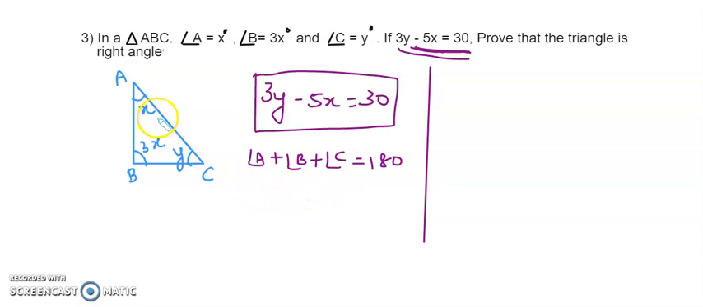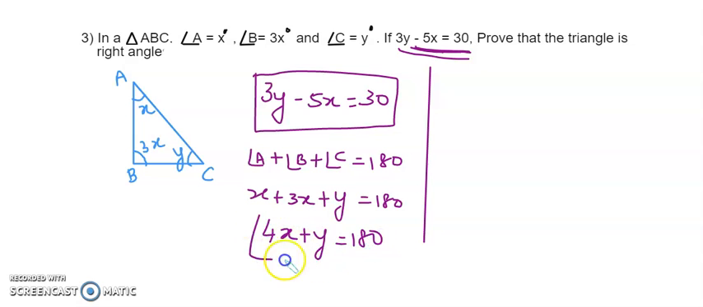So what is my A in this case? X. B is 3x. C is y, equals 180. So I'm getting 4x plus y equals 180. I think we can do the elimination method or substitution. Whichever you feel like, you can go ahead and find it.